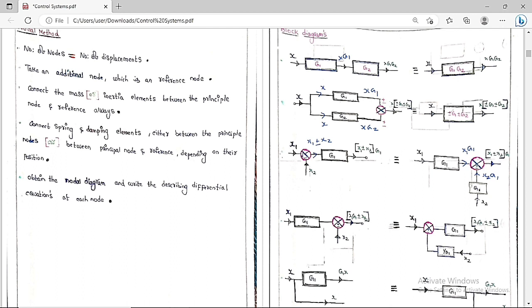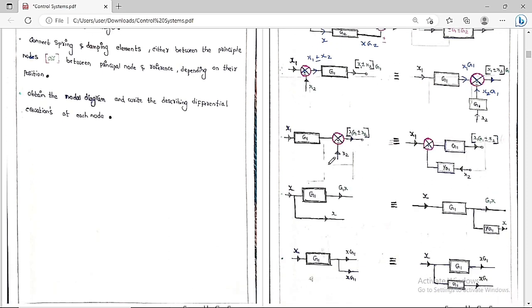In both the cases, we can say inputs are same and outputs are also same. So whenever you are going to shift the summer point from here to here, you have to include the same gain before the summer point also. So this is the concept regarding them. In this block diagram, inputs are same and the outputs are same. Only the way that you change the circuit diagram is different, but the input and outputs are always same. So whenever you keep the summing point after G1, you have to include the same gain here also.